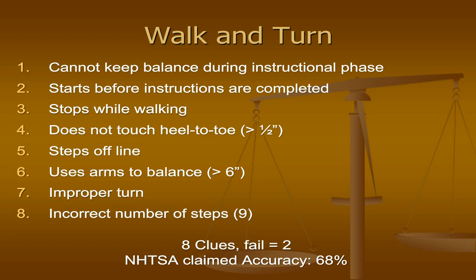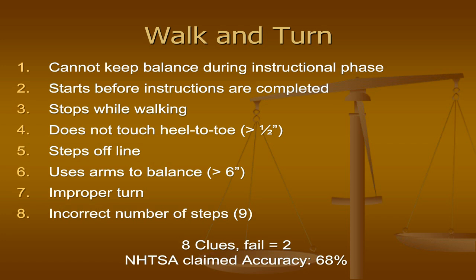Walk and turn. Cannot keep their balance during instructional phase. Starts before instructions are completed. Stops while walking. Does not touch heel to toe. Can miss by ½ inch. Steps off the line. Uses arms for balance. Improper turn. Incorrect number of steps. 8 clues. Failed 2.